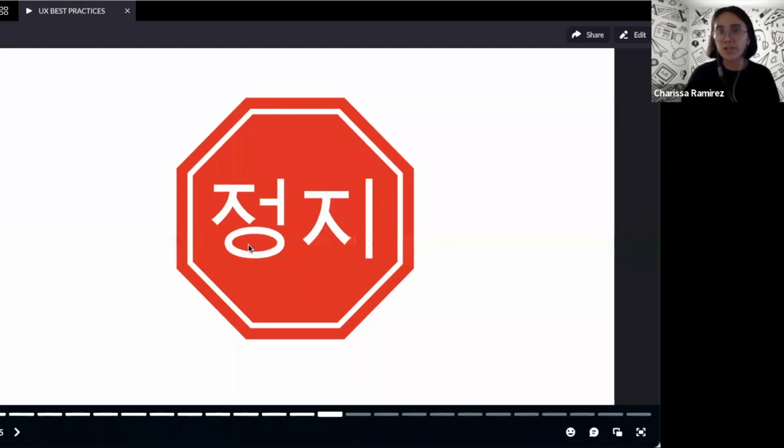And here is a good example of simplicity and consistency. Traffic signs. We don't have to know how to read Hangul, which is a Korean alphabet, to know that this is a stop sign. I think it's safe to assume that all over the world, this is pretty much how a stop sign looks. So deviating from such norms is the recipe for confusion that can be dangerous in this case.